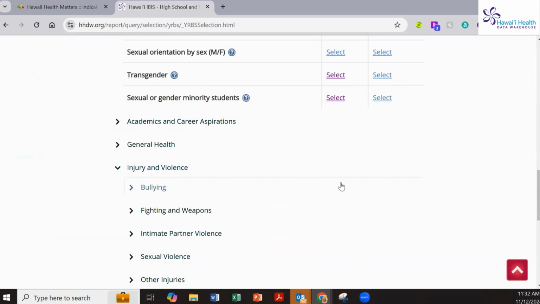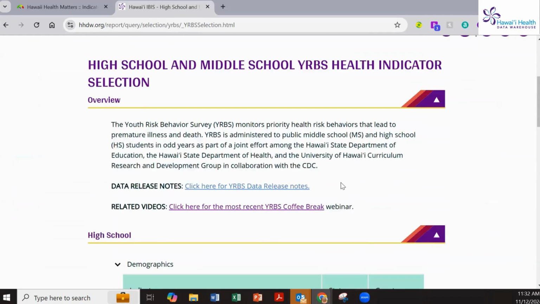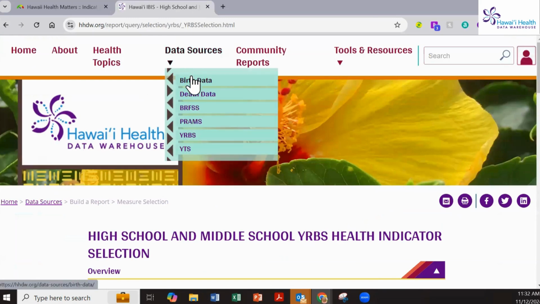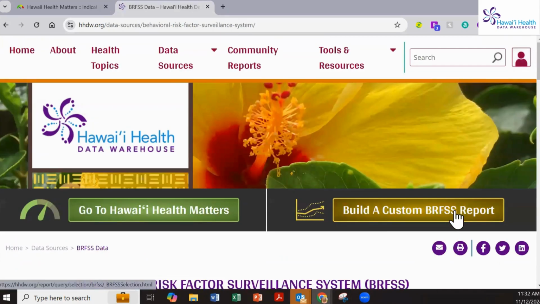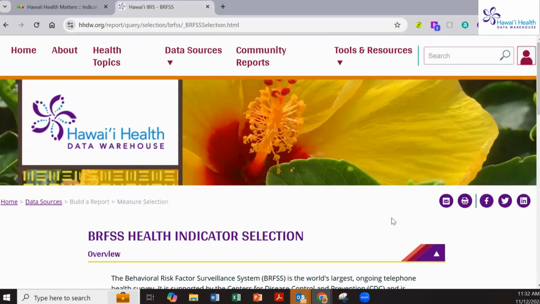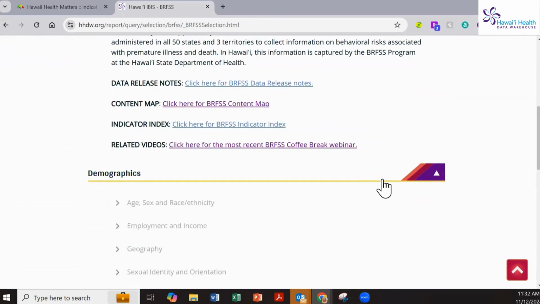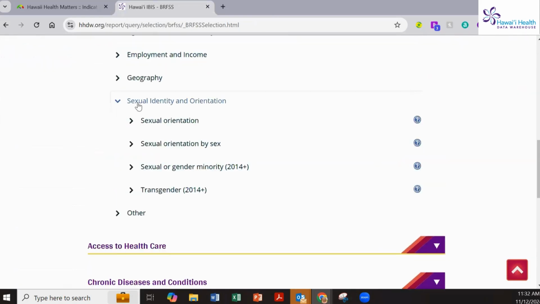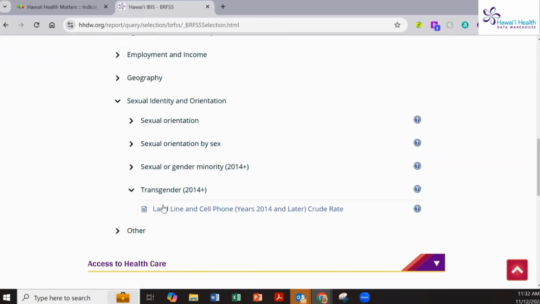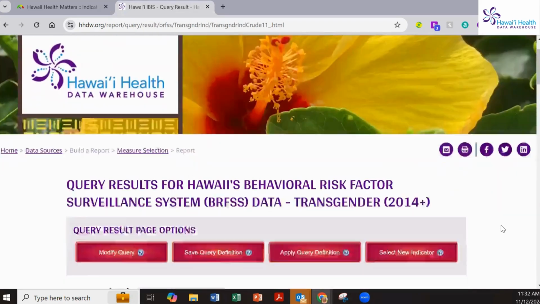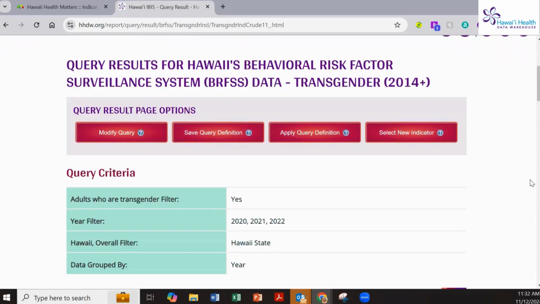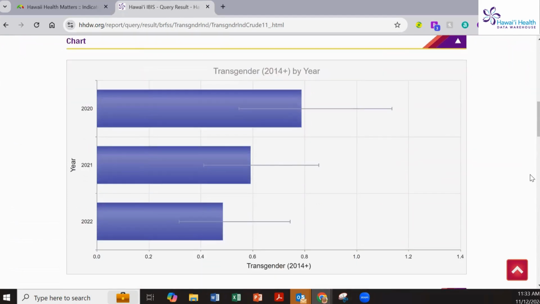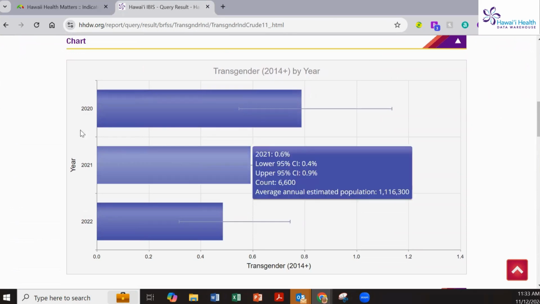Our third question uses Hawaii Health Data Warehouse, and it's asking what percentage of Native Hawaiian adults identified as transgender from 2020 to 2022. So we know we're going to want our adult data, our behavioral risk factor surveillance system data. We're going to build a custom report. And we are interested in transgender status. So here we're going to get the prevalence of transgender status for the 3 most recent years of data for the state. But the question is asking about Native Hawaiian specifically.